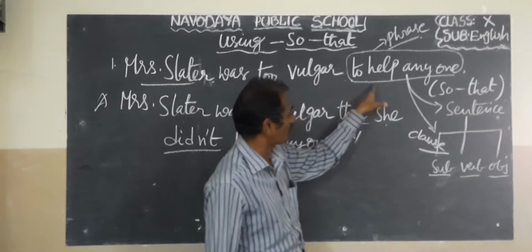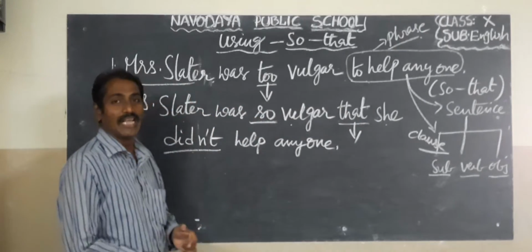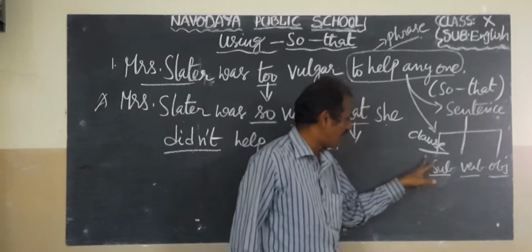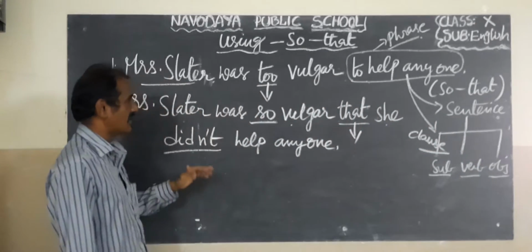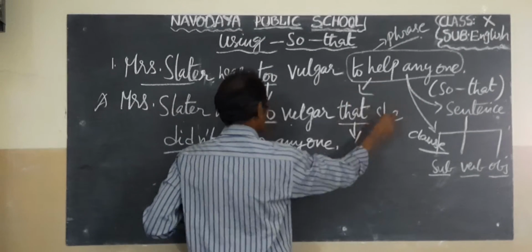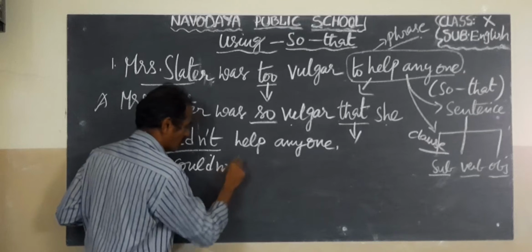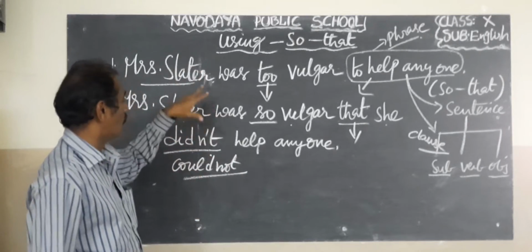In this case, "to help anyone" is a phrase. A phrase should be made into a clause. A clause requires subject, verb, and object. In this way, we have to make the sentence like this: she didn't or she couldn't, she didn't or she could not help anyone. This is the model. So why should we write this?